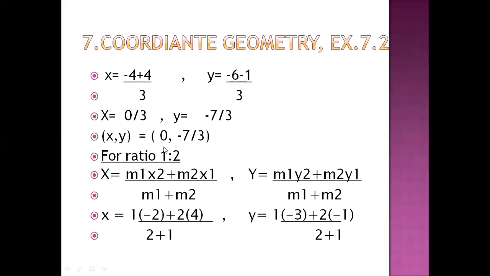Now we have to find the same for the ratio 1:2. So m1 will be 1 and m2 will be 2. The x formula is m1 x2 plus m2 x1 by m1 plus m2, and the y formula is m1 y2 plus m2 y1 by m1 plus m2. X is equal to 1 into -2, that is m1 is 1 and x2 is -2, plus m2 is 2 and x1 is 4, by 2 plus 1. Then the y coordinate formula is m1, that is 1, into y2 is -3, plus m2, that is 2, into y1, that is -1, by 2 plus 1.